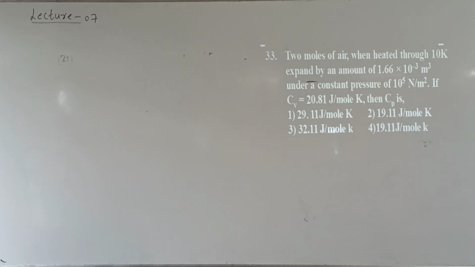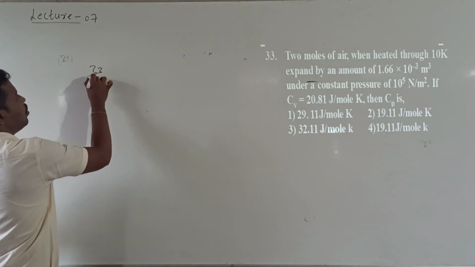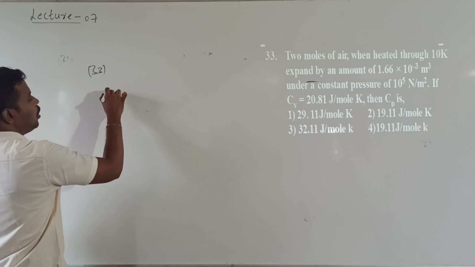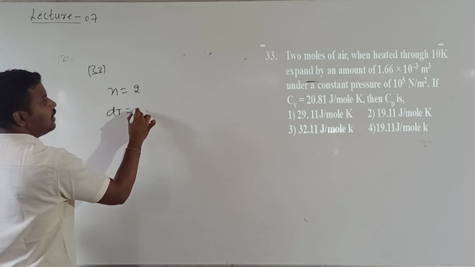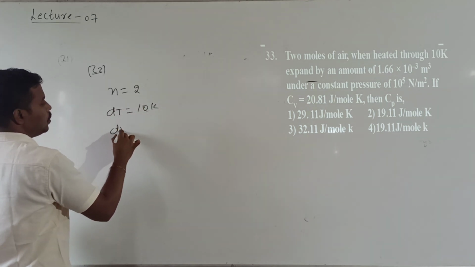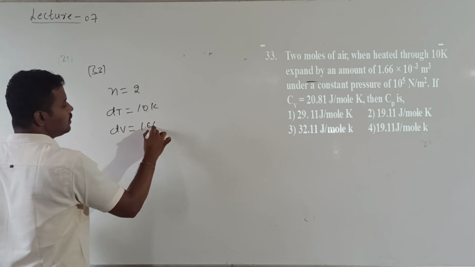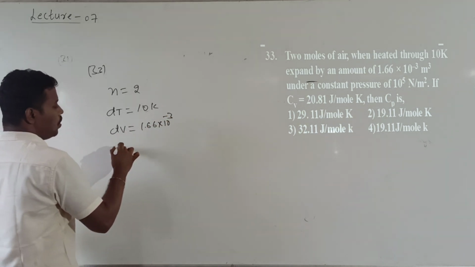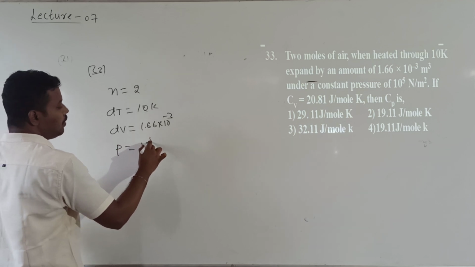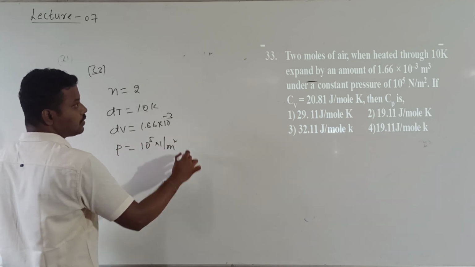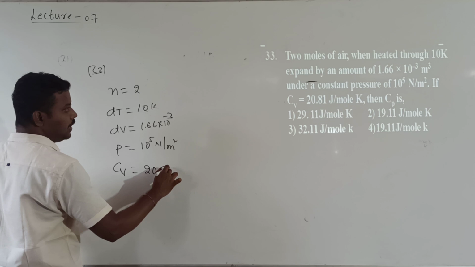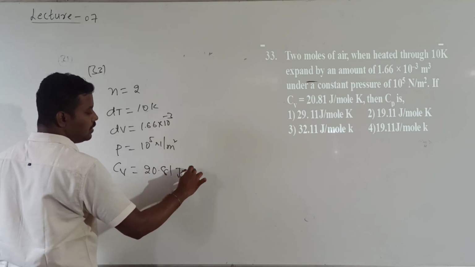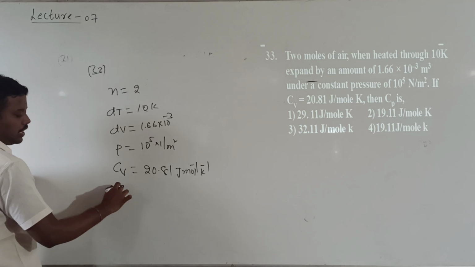They are asking, if Cv value is equal to this much, what is the value of Cp? Capital letters mean per mole. So 2 moles, n value 2. What is the rise in temperature? dT is 10 Kelvin. What is the increase in the volume? dV, 1.66 into 10 to the power of minus 3. What is the constant pressure P value? 10 power 5 Newton per meter square. What is the value of Cv? Cv is given as 20.81 joule per mole per Kelvin. Asking us to calculate Cp.